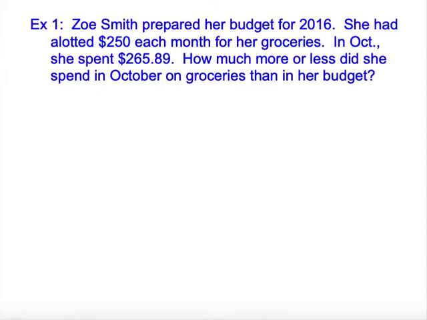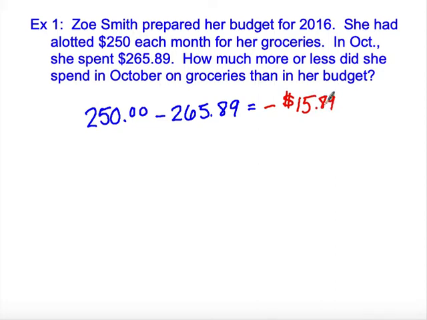So when we look at the math on this, she had allotted herself $250, but she actually spent $265.89. When we subtract those items, we end up having a negative total, which means that she actually spent more than she budgeted, which for that line item puts her over budget. Now, it doesn't mean her overall budget was over, but for that line item, we would consider her in the red.